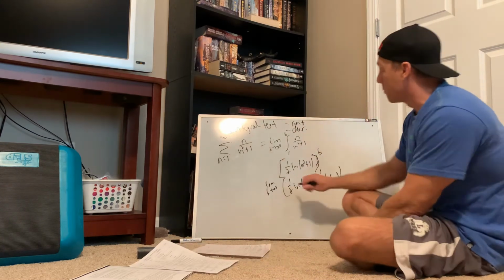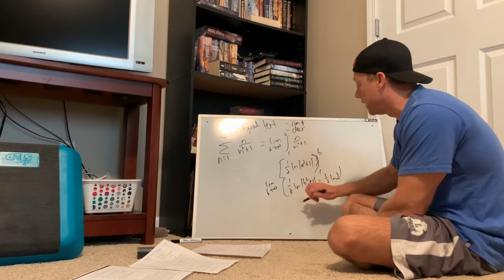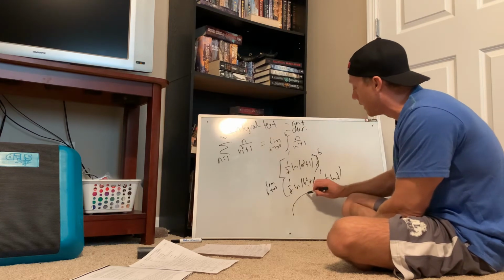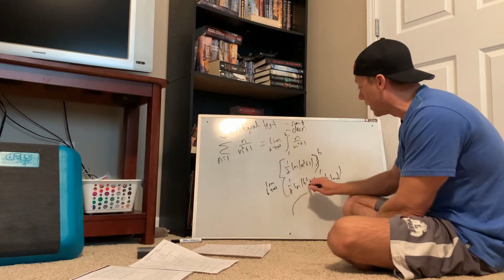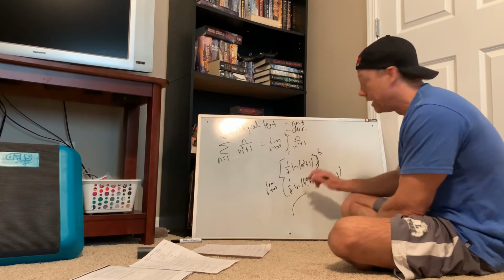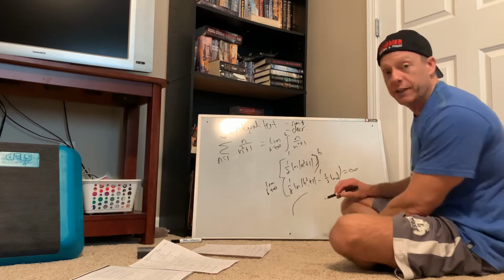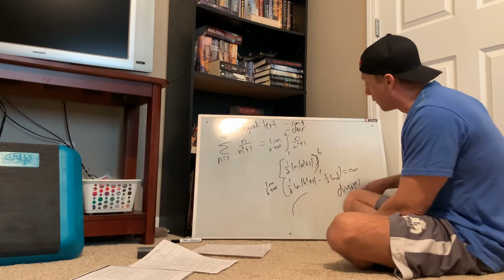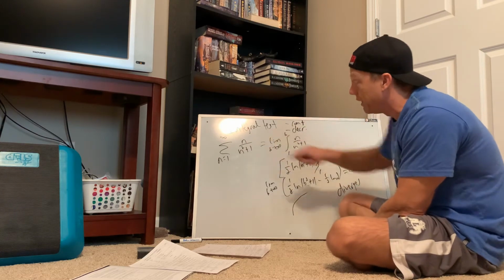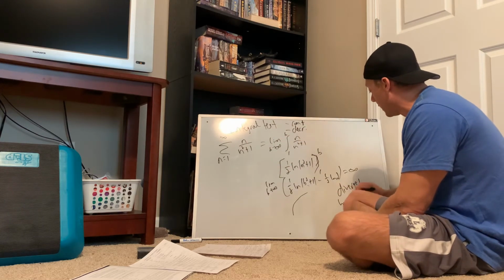So what happens when I plug in infinity? Well, ln of infinity, if you remember the ln graph, it looks like this. So this thing keeps getting bigger and bigger and bigger. So when I plug in infinity, I get infinity. That means that this limit is infinity. That means that this diverges. So if my limit diverges, that means my series diverges by the integral test.